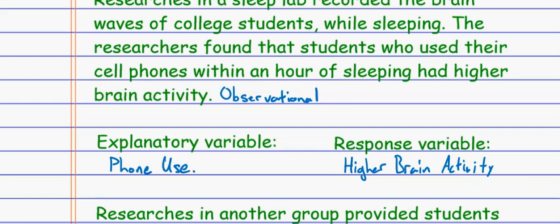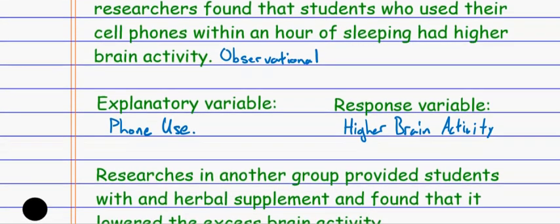Okay. And again, we can't draw a conclusion. We can't say there's a cause and effect relationship here because this is simply an observational study. All we saw was that there is some kind of correlation here that might warrant an experiment to be conducted. Okay. We can't say that the phone use caused the higher brain activity. We just observed that there might be a link here. And so, yeah, we might want to conduct an experiment that investigates that.